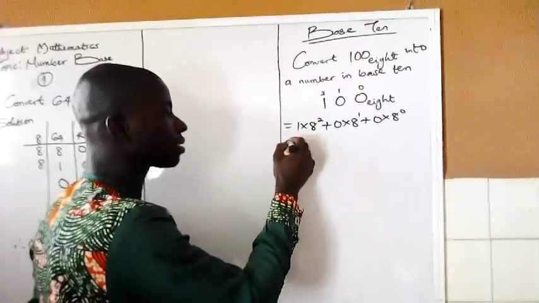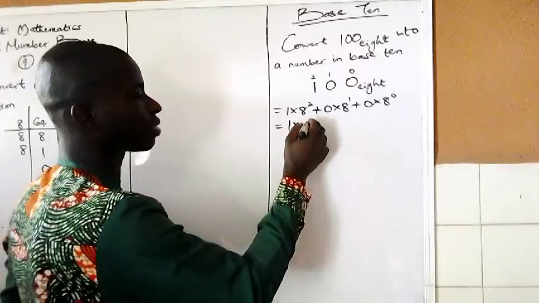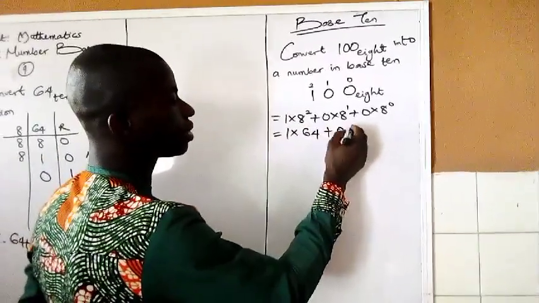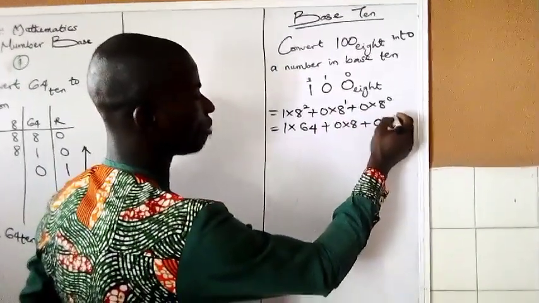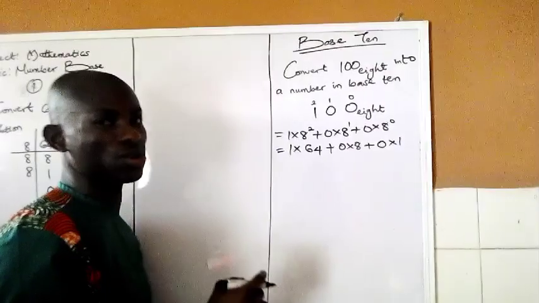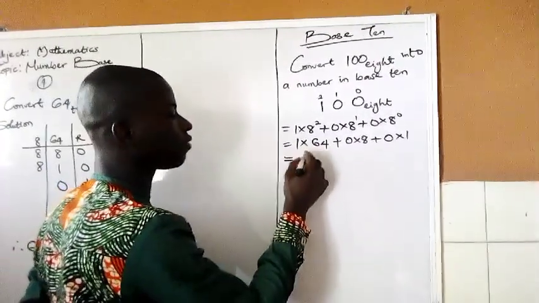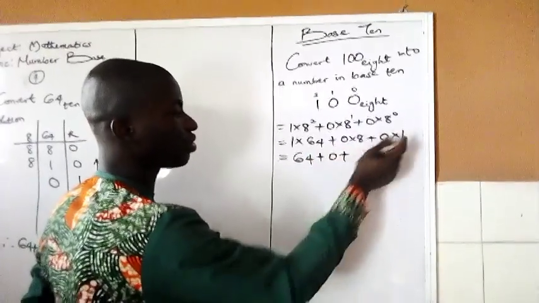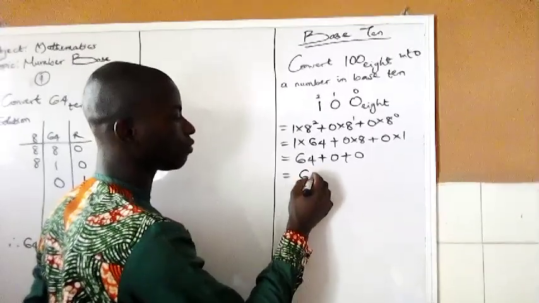Then what's the next thing? We have 1 times 8 raised to power 2 is 64. That is 8 times 8, plus 0 times 8, and then we have plus 0 times 1. Anything raised to power 0 is 1. Then we have 1 times 64, 64. 0 times 8, 0. 0 times 1, 0. Then this equals what? 64.